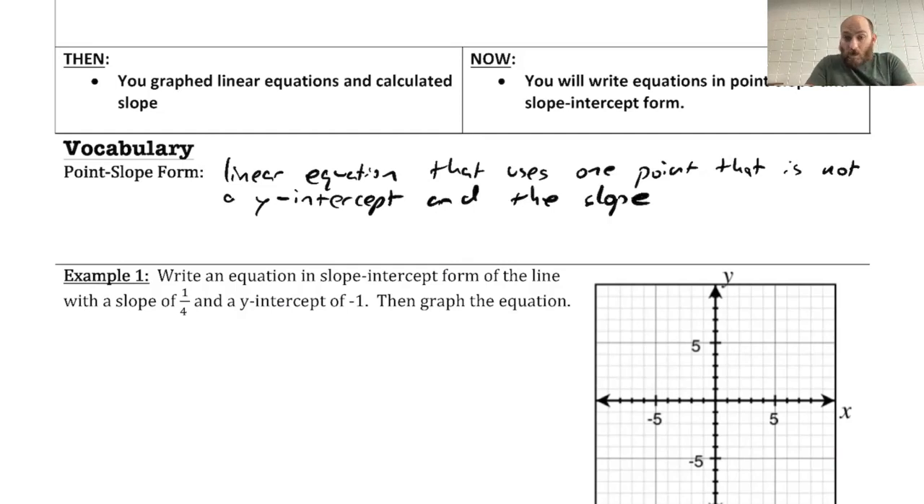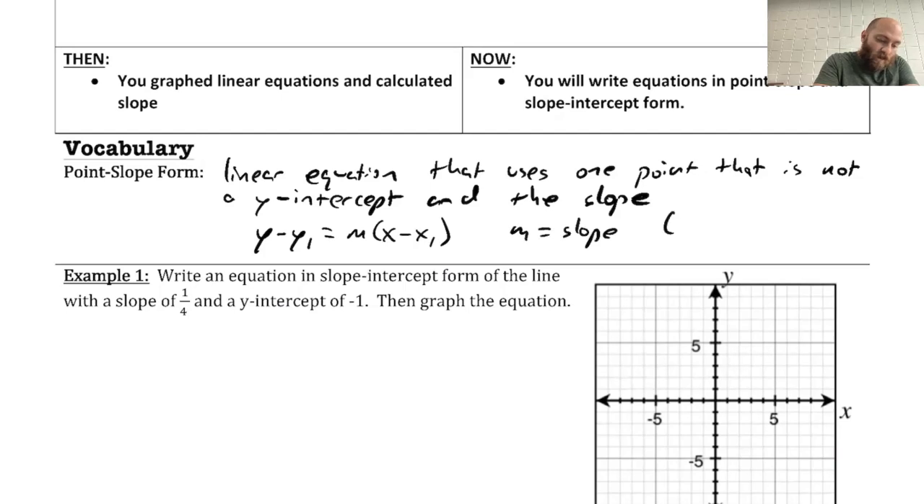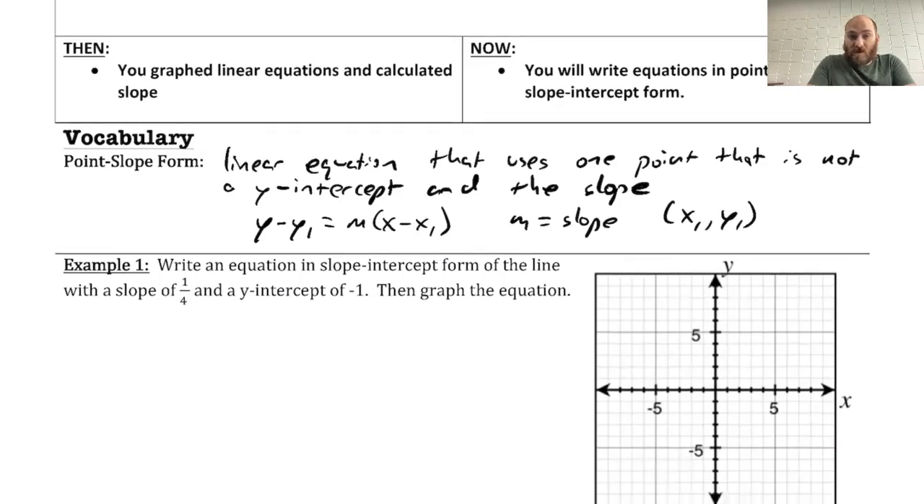Okay, this is what it looks like. It's a little bit similar to our y equals mx plus b, but instead we're going to do y minus y1 equals m times x minus x1. M is still slope, but now we have a point on the graph, which is x1, y1. So that's all we have to do. We just plug those numbers in.